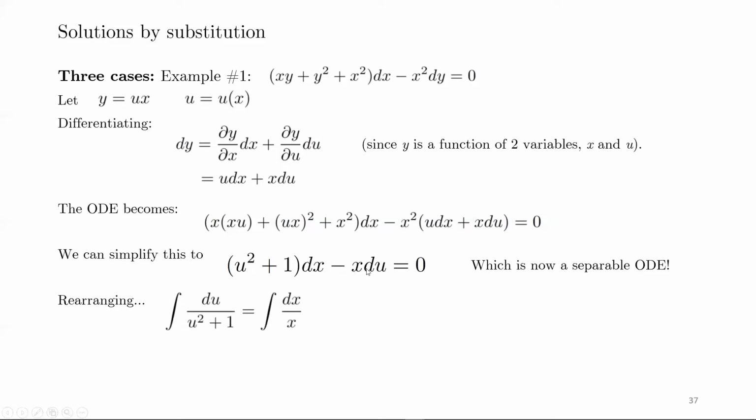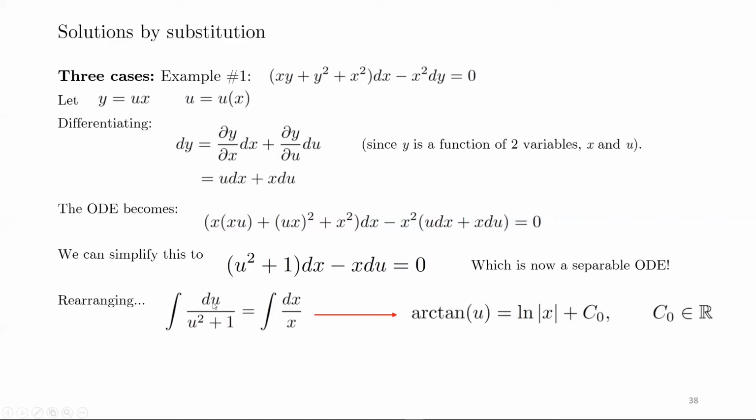So I can take my du onto the right hand side by just adding x du. I can divide through by the x to get dx over x, and I can divide through by u squared plus 1 to get du over u squared plus 1. And then here I've also integrated. So now we've taken this nonlinear, non-exact, non-separable ODE that we had originally, and now it's a separable ODE, which of course is really straightforward to solve if you can evaluate these integrals.